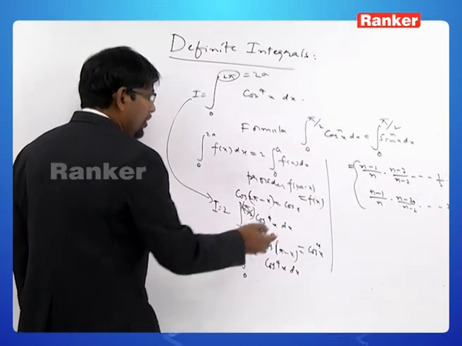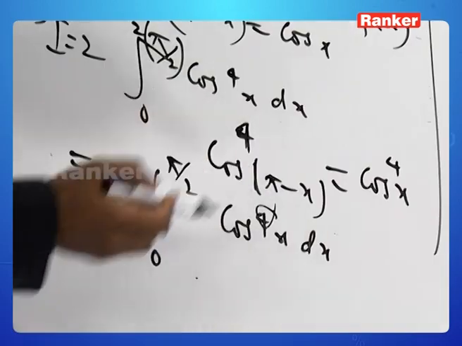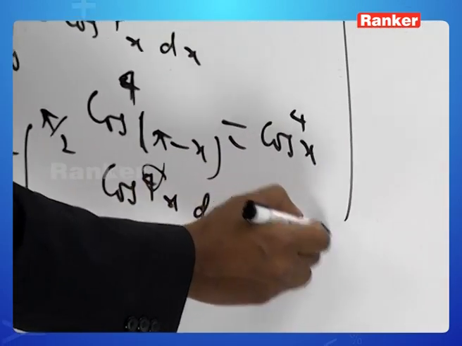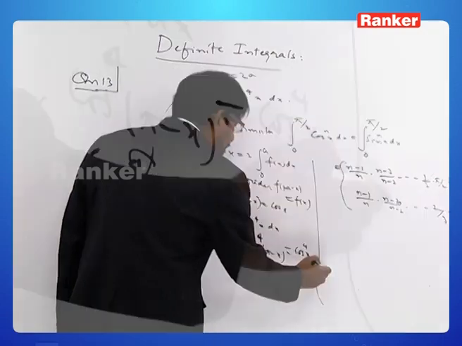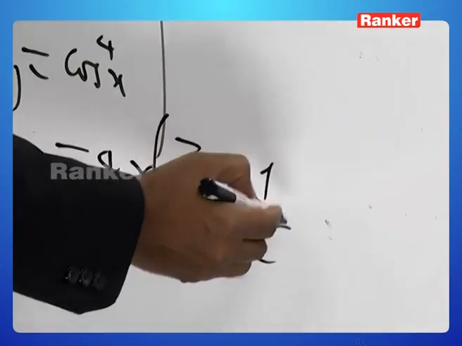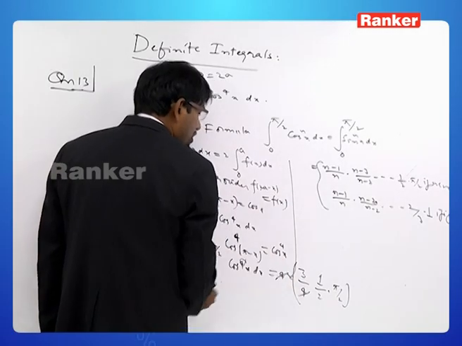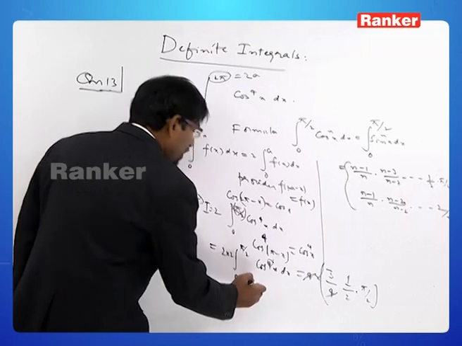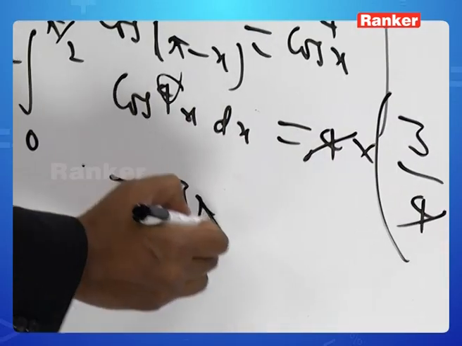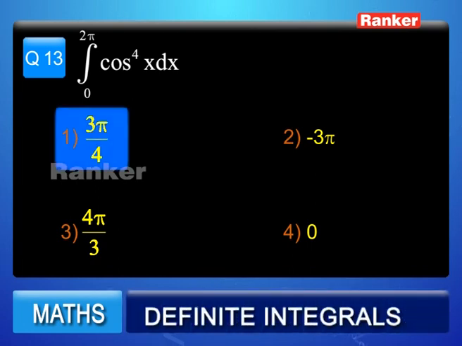Now we can use the first formula, because n here is even. So what do we have? 4 into, n is 4, so 3 by 4 into, decrement it, 1 by 2 into pi by 2. So this 4 and this 4 cancel, and what do we have here? 3 pi by 4. So clearly that is seen in option 1. So answer is option 1.